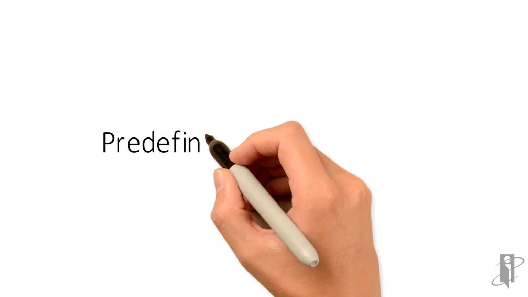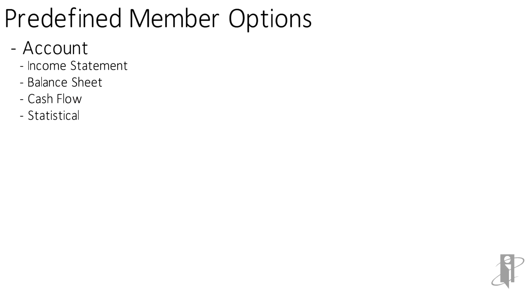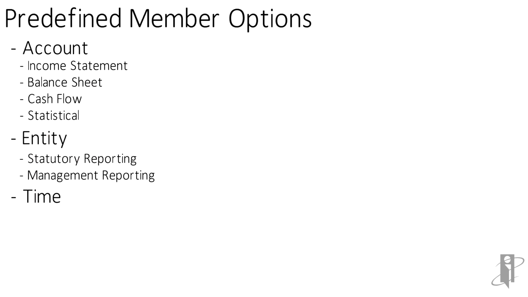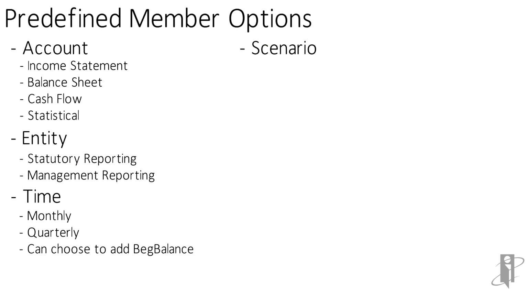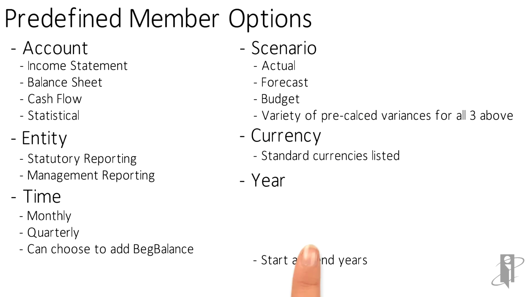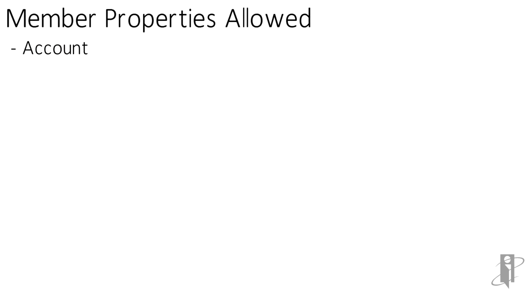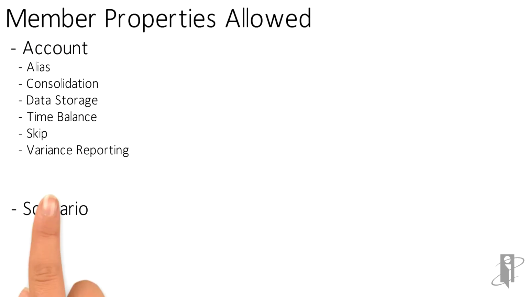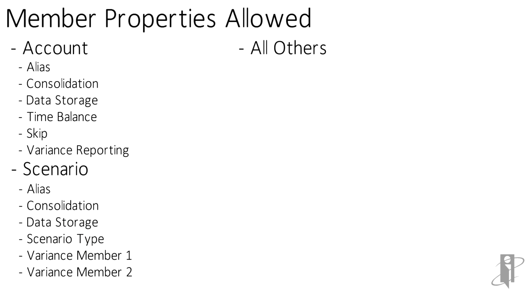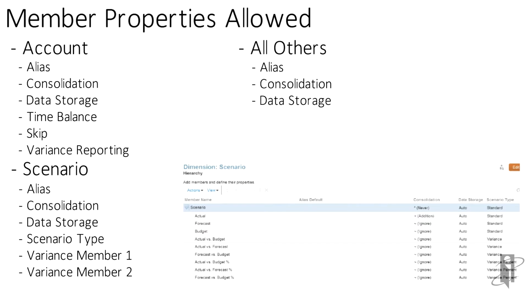And here's a more detailed look into those predefined member options. So for instance, if you're going to build out a time dimension, they have some pre-built monthly and quarterly options for you, as well as the option to create a beginning balance member. And there are other predefined members for some of the other predefined dimensions as well. In addition, if you're curious about the member properties that are allowed, here is the list of member properties available for the account and the scenario dimensions. All other dimensions allow the alias, consolidation, and data storage properties only.